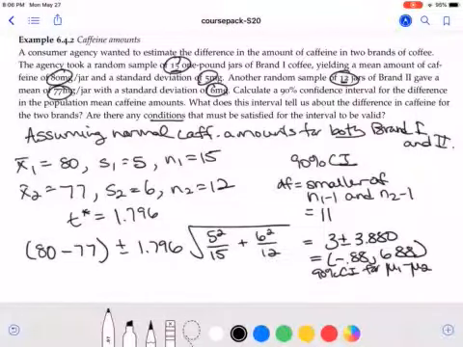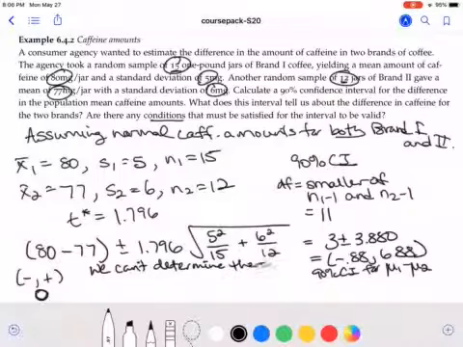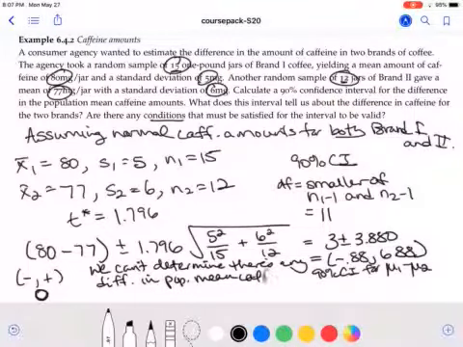Notice that this interval has both positive and negative values. So it goes negative, positive. That also means that it contains the value of 0 in it. When we have this trend where the difference mu1 minus mu2 could be a negative number, or mu1 minus mu2 could be a positive number, or also that it could be 0, what we can say is that we cannot detect a difference between the two. We can't tell if the difference would be positive or negative. So we can't determine there's any difference in the population mean caffeine amounts for the 2 brands of coffee.